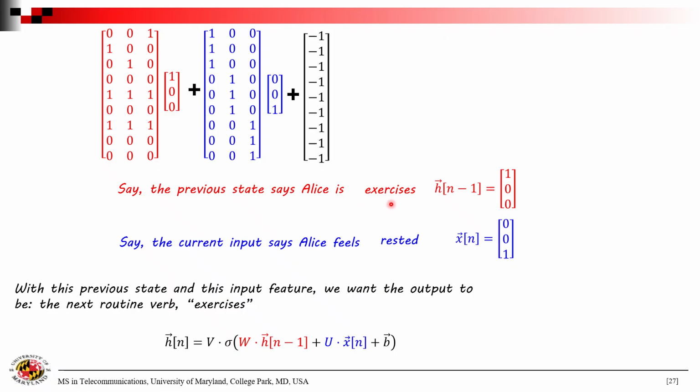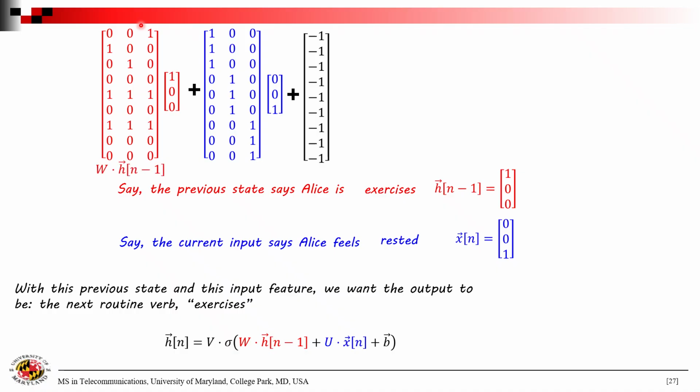Let's say that yesterday Alice exercised and today Alice feels rested. We know that if she feels rested, no matter what happened yesterday, today she's supposed to exercise if she feels rested and energetic. Let's see if this works out.